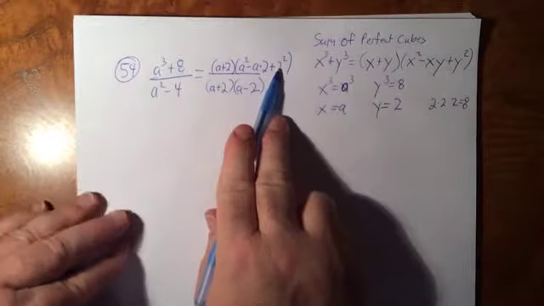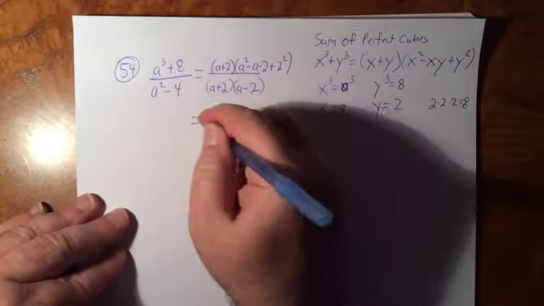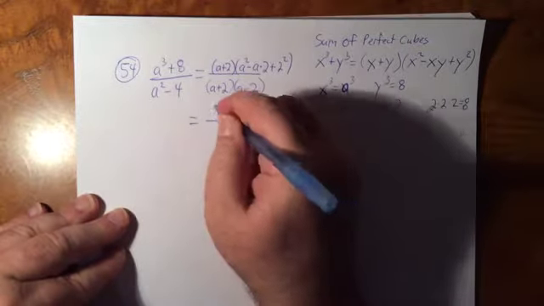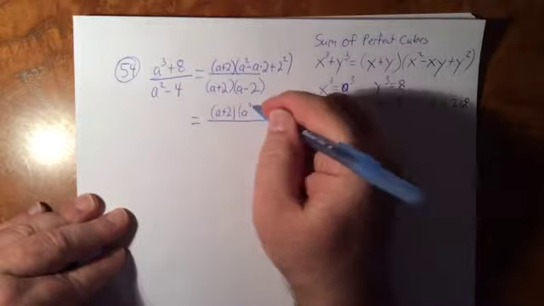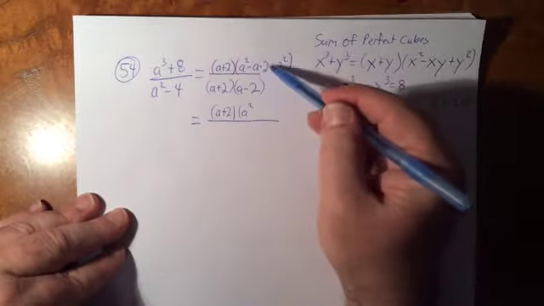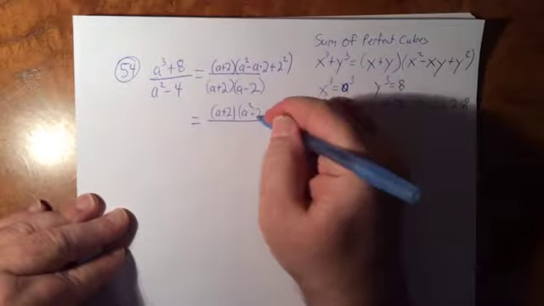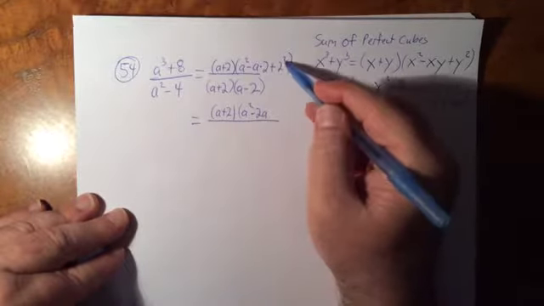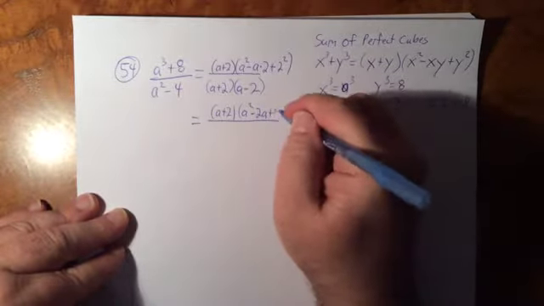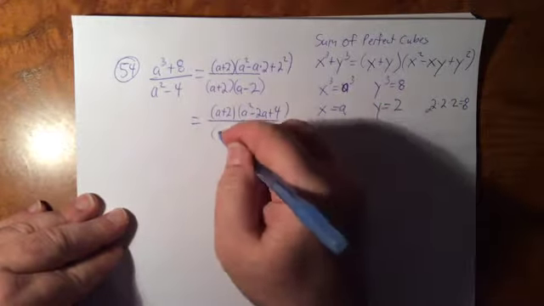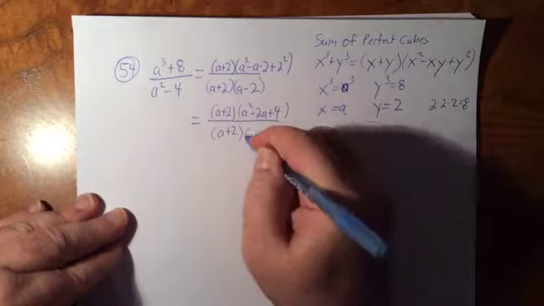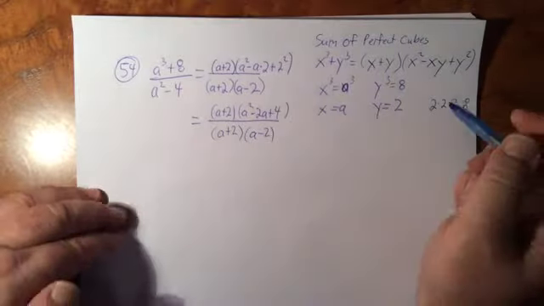To simplify this a little further, so this looks a little neater, we will have on the top a plus 2 times a squared. We don't usually write a times 2. We go ahead and write this as 2a. And then we don't leave this as 2 squared. We'll just make this positive 4. And again, this is going to be over a plus 2 times a minus 2.